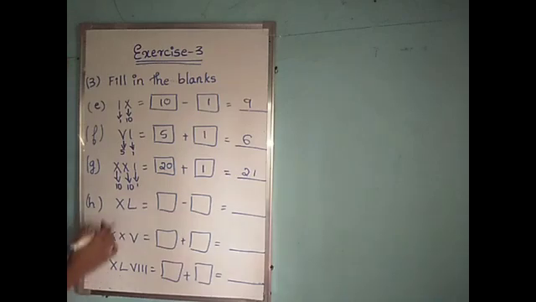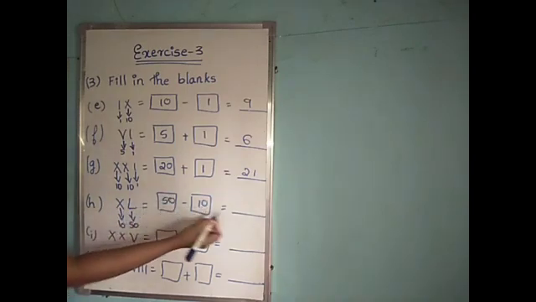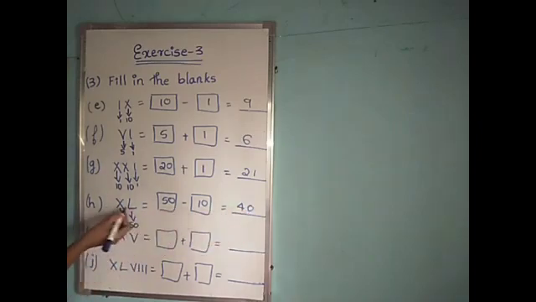Next H1. Here X is the symbol of 10 and L is the symbol of 50. Here X is the letter of smaller value and L is the letter of greater value. Here letter of smaller value X is written to the left side of letter of greater value. So what we have to do? We have to subtract 10 from 50. So 50 minus 10 is equal to 40. So XL is equal to 40.